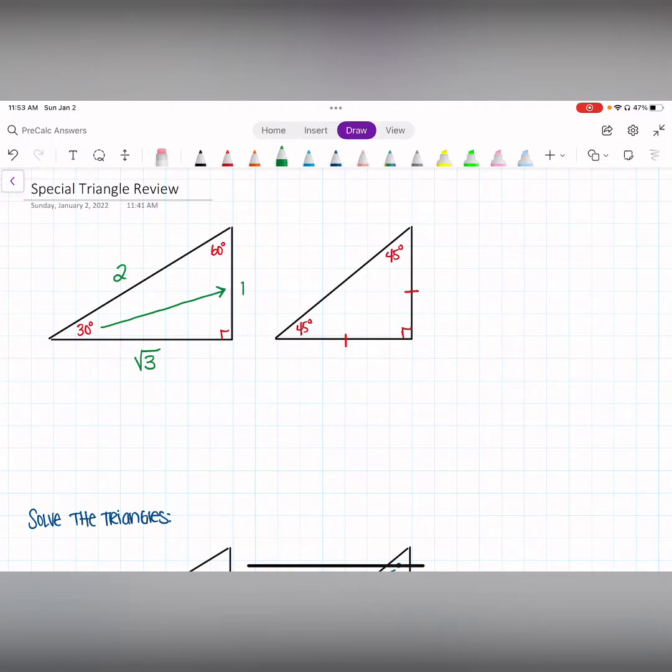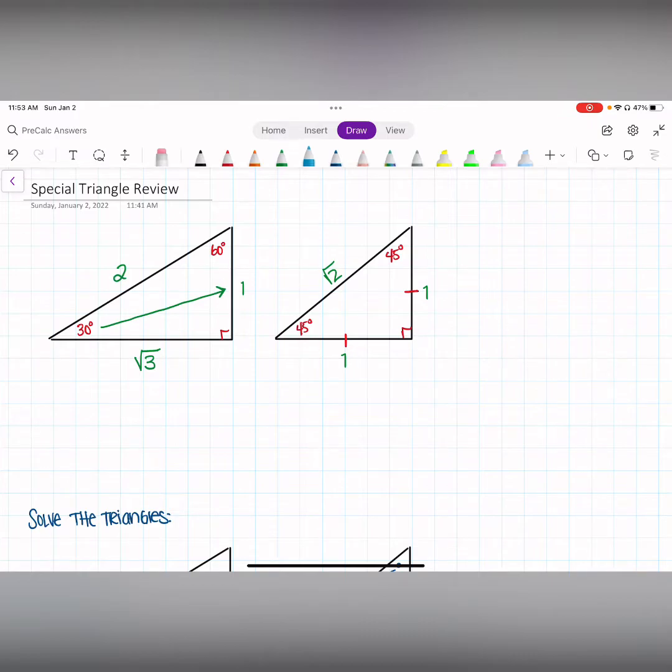For our 45, 45, 90, the legs of the right triangle are going to be the same size. So let's call this guy 1 unit and 1 unit. And then our last side, we could quickly find by doing 1 squared plus 1 squared equals our hypotenuse squared. And if you simplify, this would work out to be root 2.